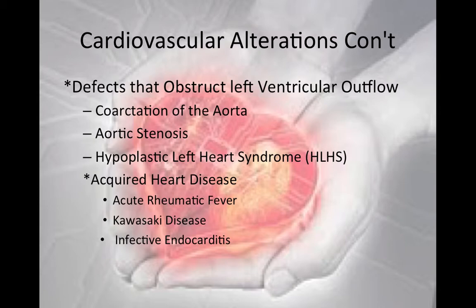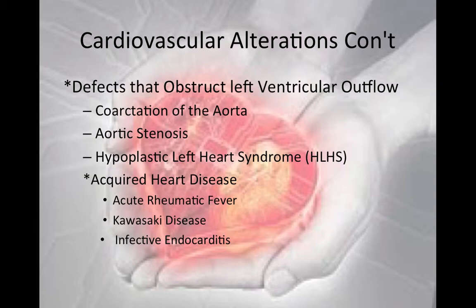So when you are assessing a child with aortic stenosis, one may find that the child will have a narrowed pulse pressure, and that will be seen when you're taking the child's blood pressure.